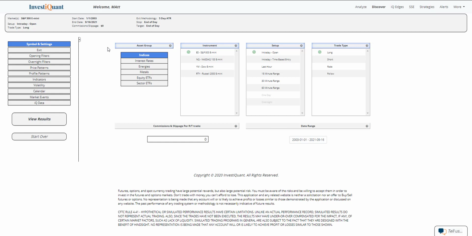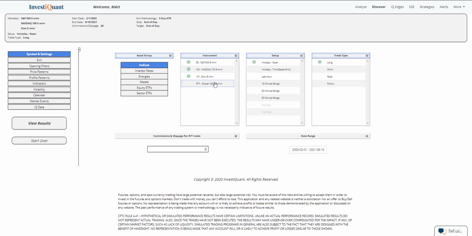Today is Thursday, September 16, 2021. Tomorrow is options expiration day, so I figured we would look at what has happened historically the day before options expiration day. So let me go ahead and set that up here in Discover.